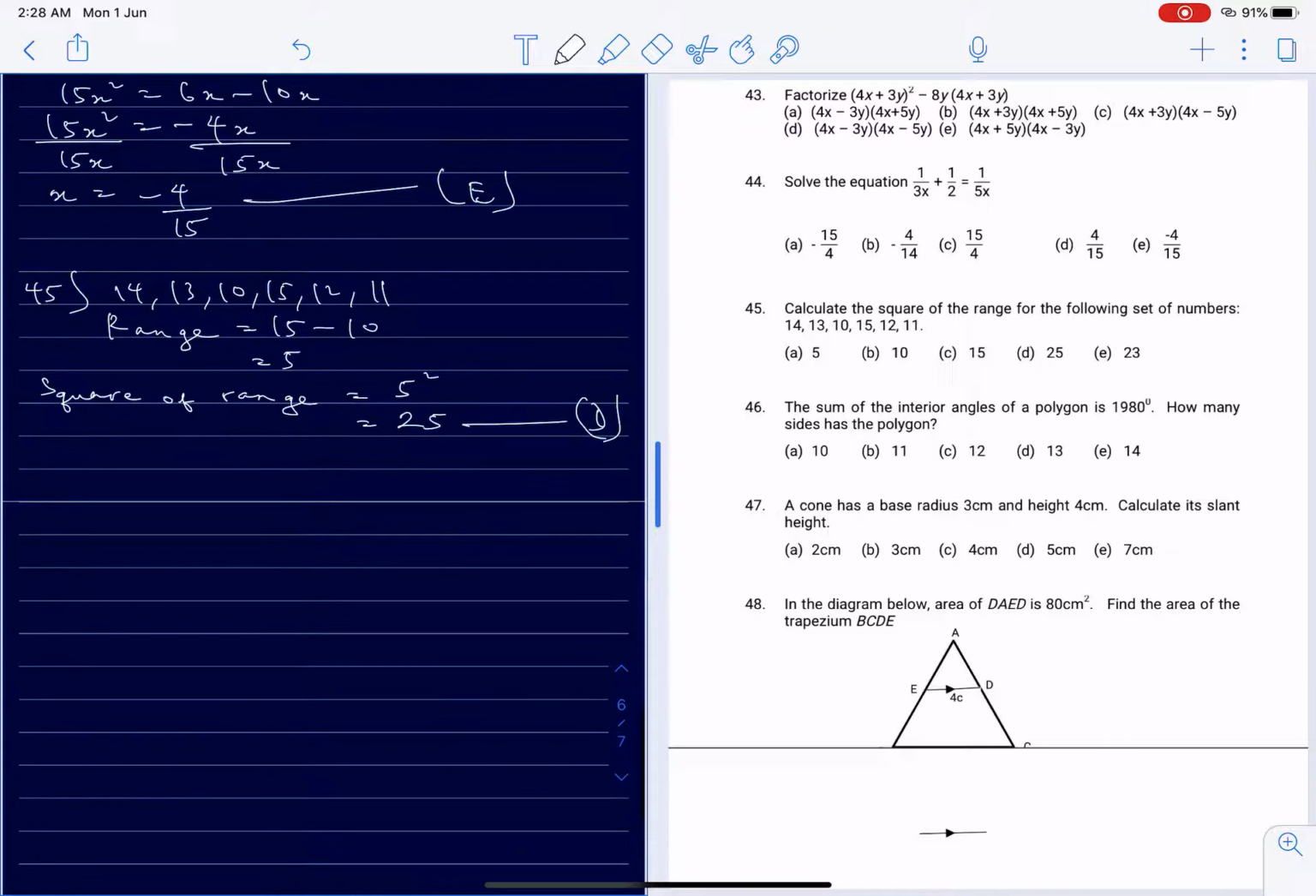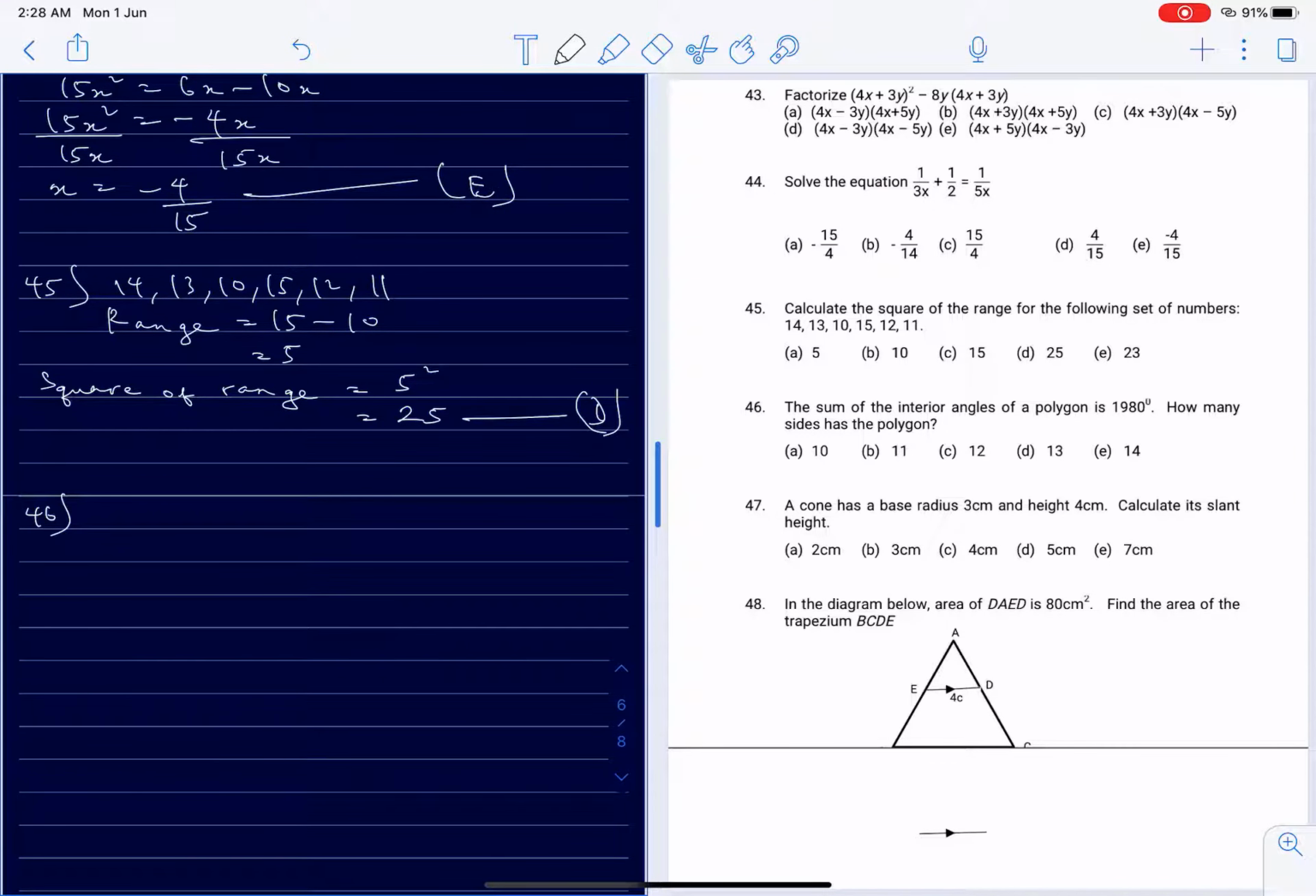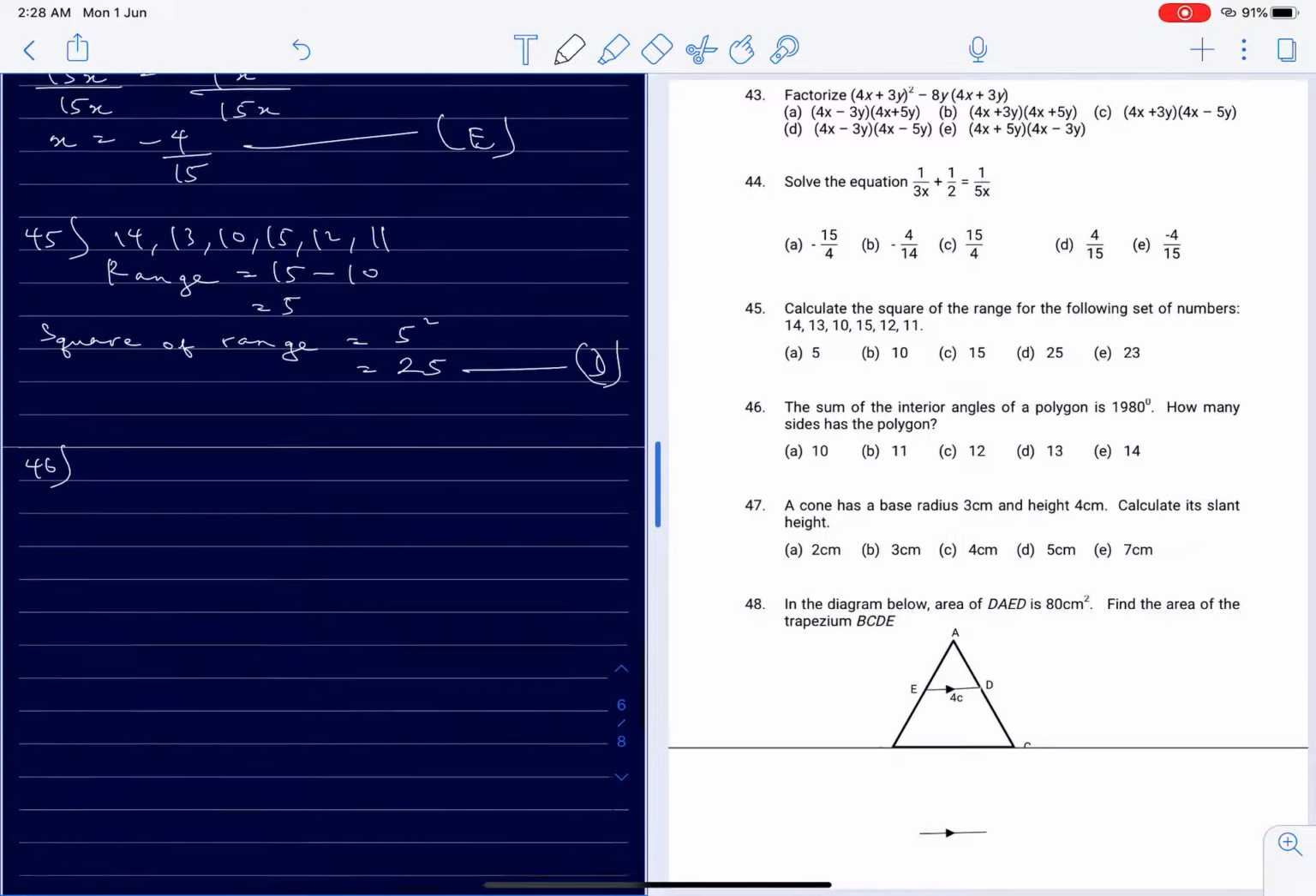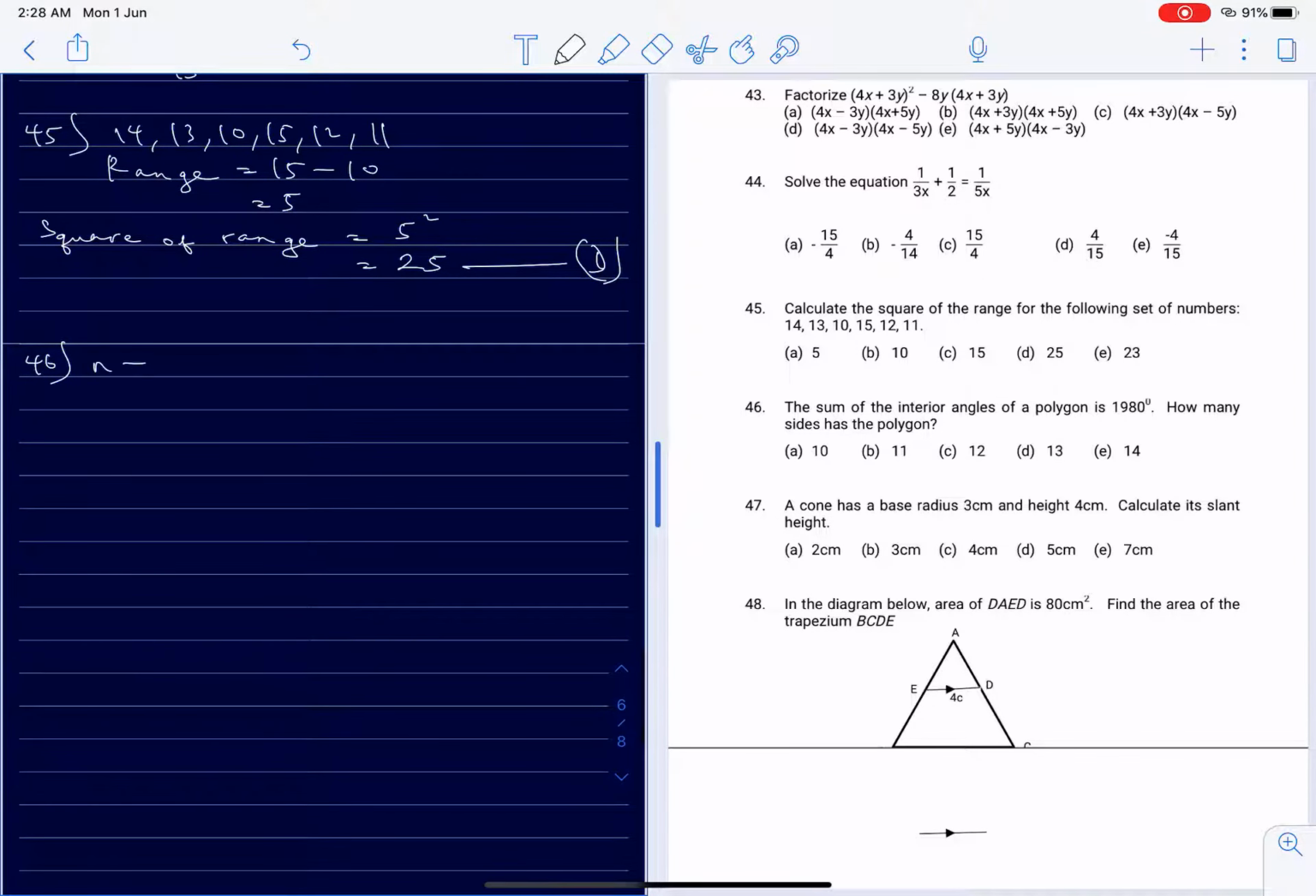Now to number 46. Let me bring that here. The sum of the interior angles of a polygon is 1980 degrees. How many sides has the polygon? Of course, the formula for sum of interior angles of a polygon is given by n minus 2 times 180 degrees, and that sum is 1980 degrees. So the first thing to do is to divide both sides by 180 degrees.